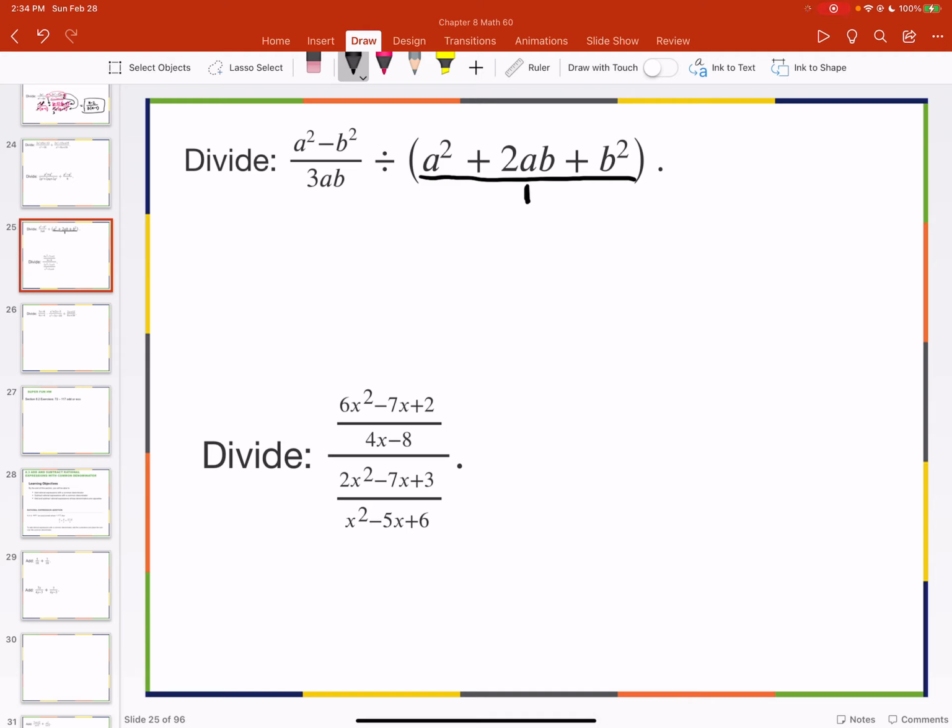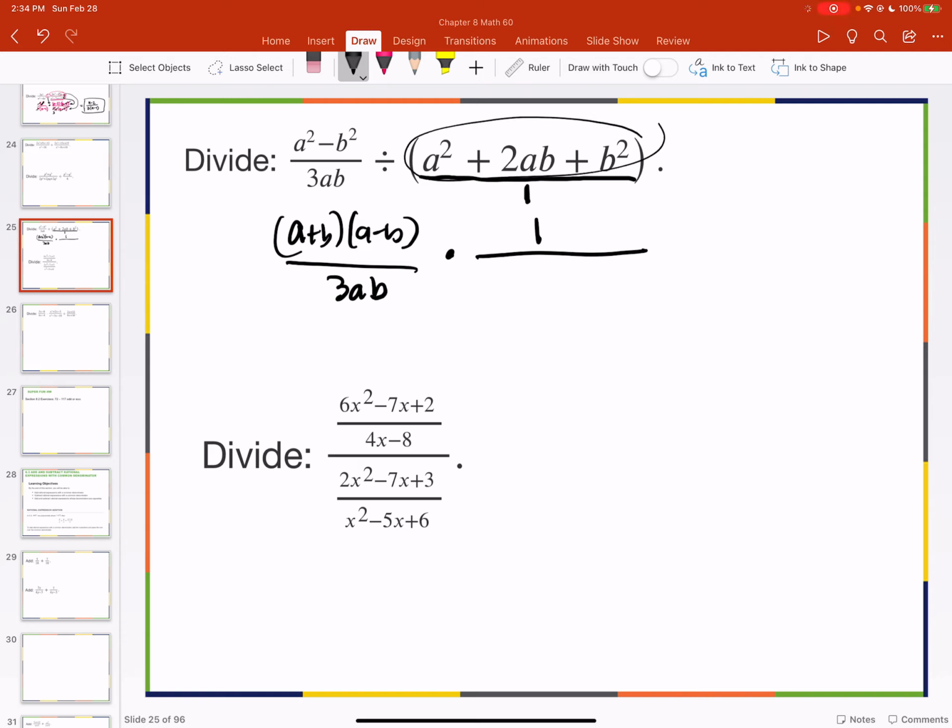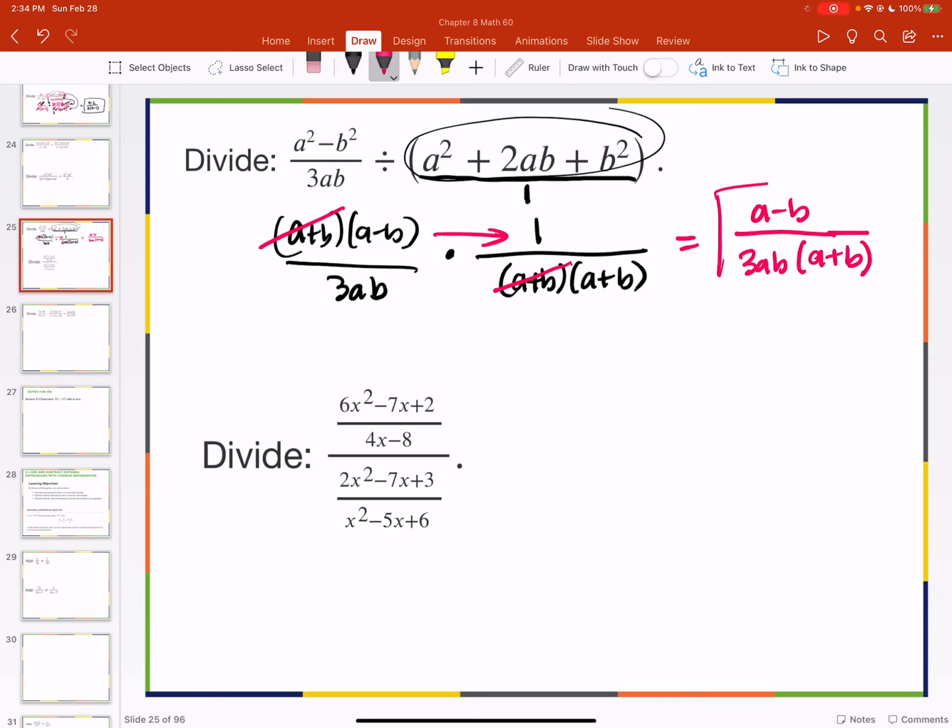So difference of squares on the left-hand side, a plus b, a minus b, over 3ab times 1. This is a perfect square trinomial, people. So that's a plus b squared, or a plus b, a plus b. Okay, so let's cancel out. An a plus b cancels out. And then you just have a minus b, because a minus b times 1 is just itself, over 3ab times a plus b. All right. So that's it for that one.